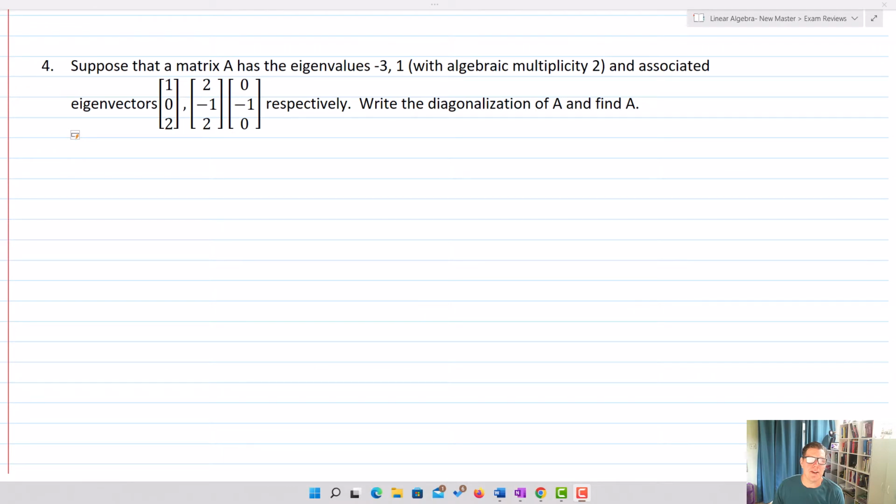All right, let's suppose that a matrix A has the eigenvalues negative 3 and 1 with an algebraic multiplicity of 2.